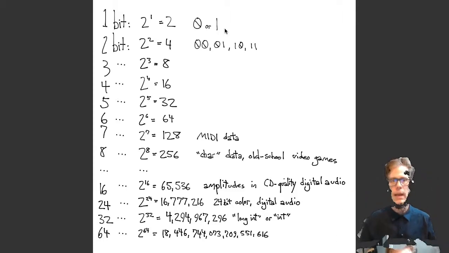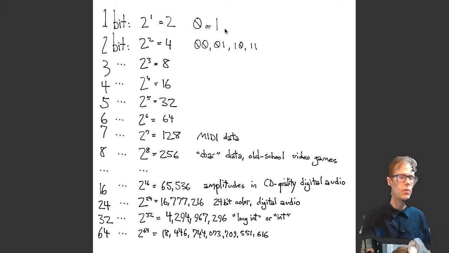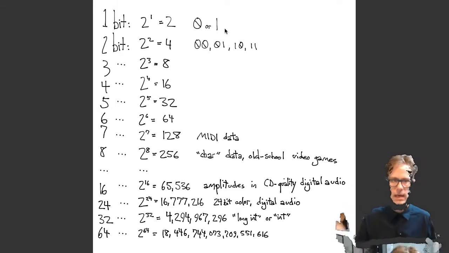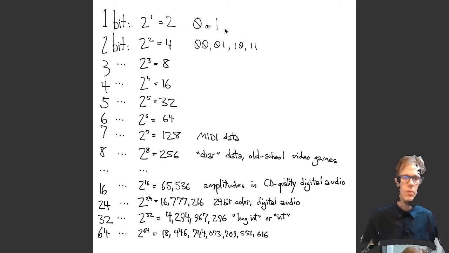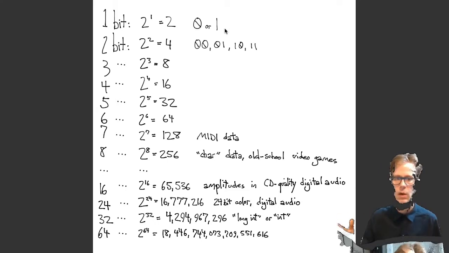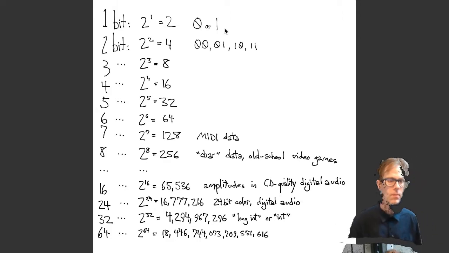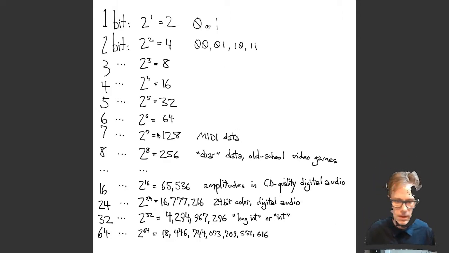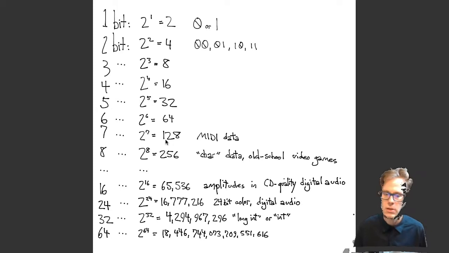And every time we add 1 more bit to the measurement, we double the range of possible values that could be encoded. So 3 bits gives us 2 to the power of 3, which is 8 possible values. 4 bits gives us 2 to the power of 4, and so on. So as we look through my list of bit depth measurements here, you'll eventually see some ranges that might start to look familiar to you.